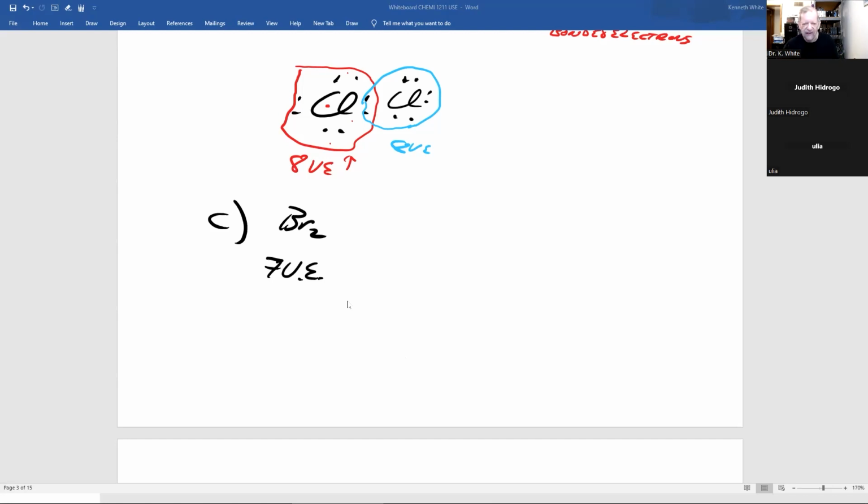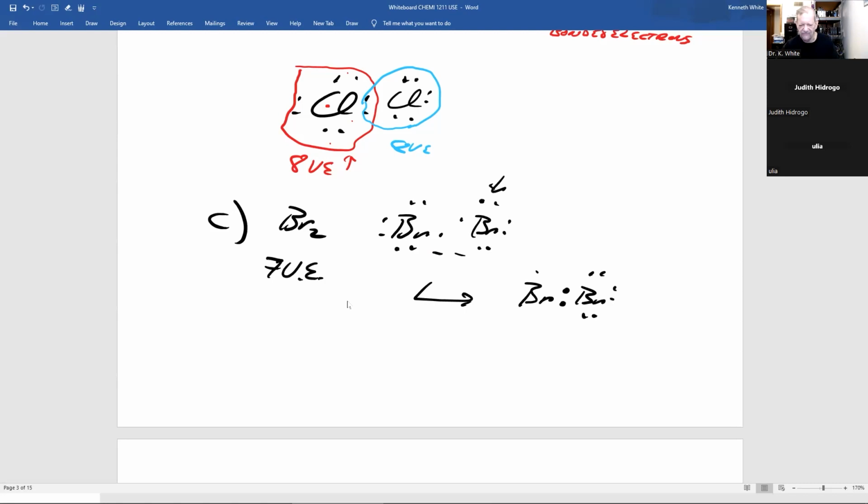All right, let's do it. Each bromine has 7 valence electrons. And this bromine says to this bromine, I have an unpaired valence electron. You do. Let's share. And they do. And what happens is they share the 2 electrons between them, 1 from each. But the non-bonding electrons are still there. And that's the proper structure for bromine gas.